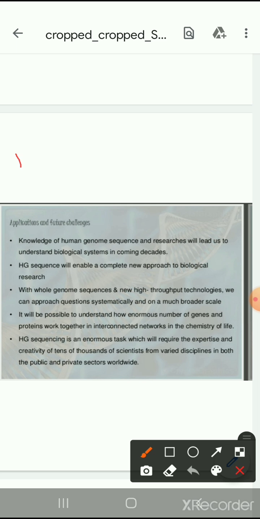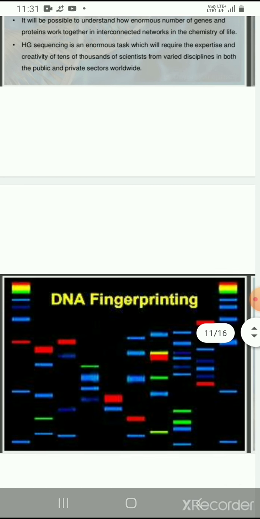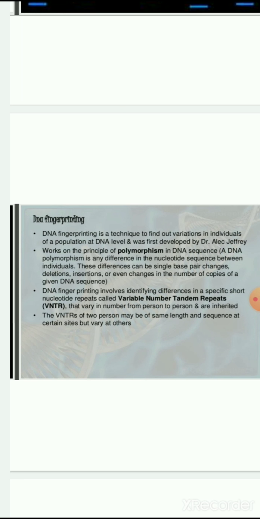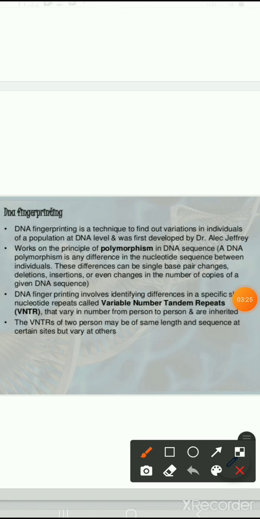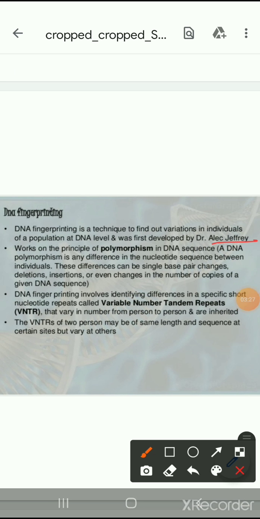Now let's see the next topic, DNA fingerprinting. What is it? DNA fingerprinting is a very quick way to analyze differences in DNA sequence. It is a technique to find out variation in individuals of a population at the DNA level, and it was first developed by Dr. Alec Jeffreys.